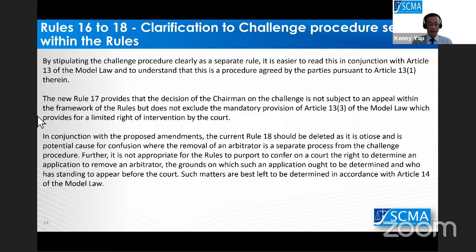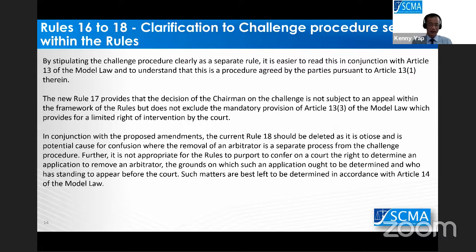Now, just now I was mentioning Rule 18 to be deleted. In conjunction with the proposed amendments, a possibility is to remove Rule 18, because Rule 18 deals with removal of the arbitrator by a court of competent jurisdiction.